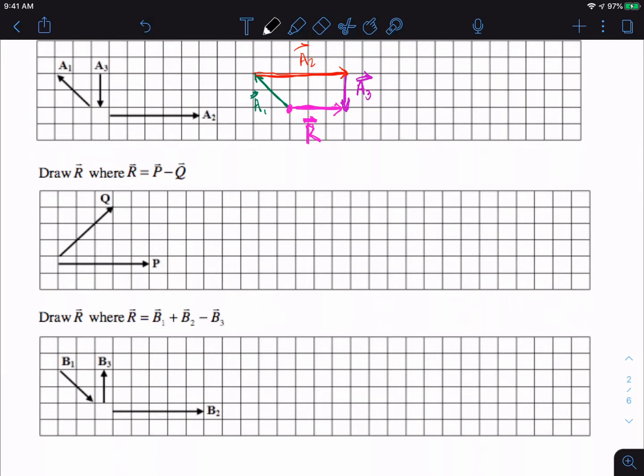So it's saying P minus Q, right? So what I'm going to do is I'm going to start with P, and P is 1, 2, 3, 4, 5.